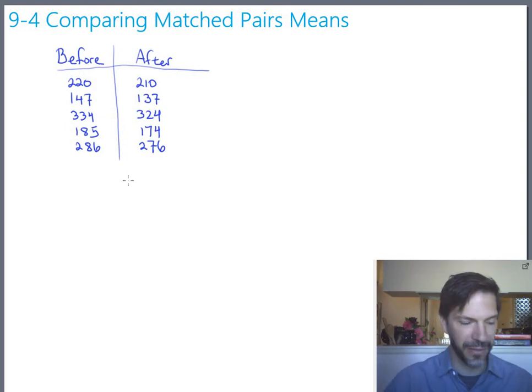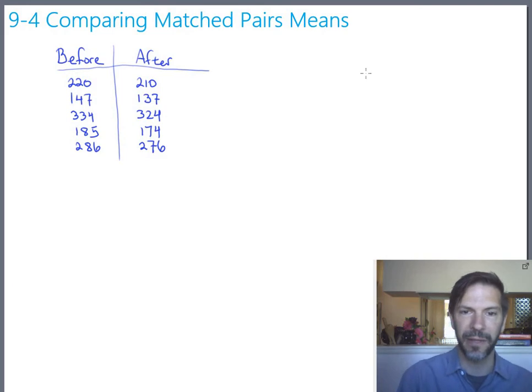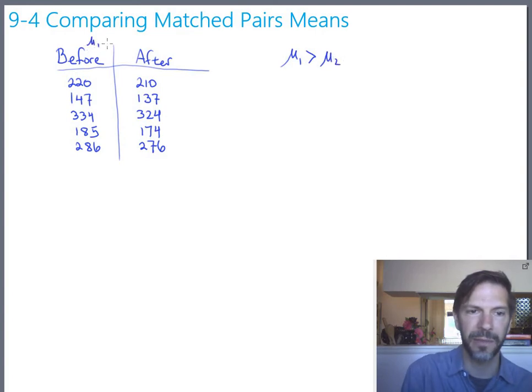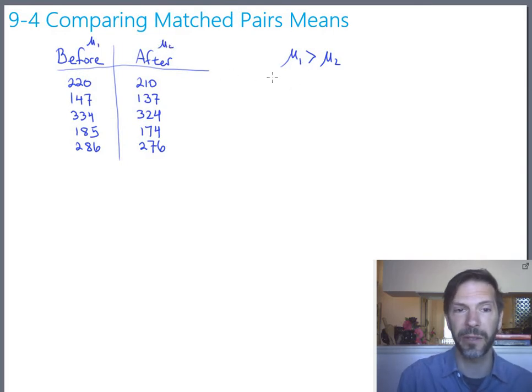I would like to go ahead and prove that it works statistically speaking. So I would like to say that the average before is bigger and the average afterwards is smaller. So we'll call this mean 1 and this one mean 2. That's what I'd really like to show, is the before weights are bigger and the after weights are smaller.